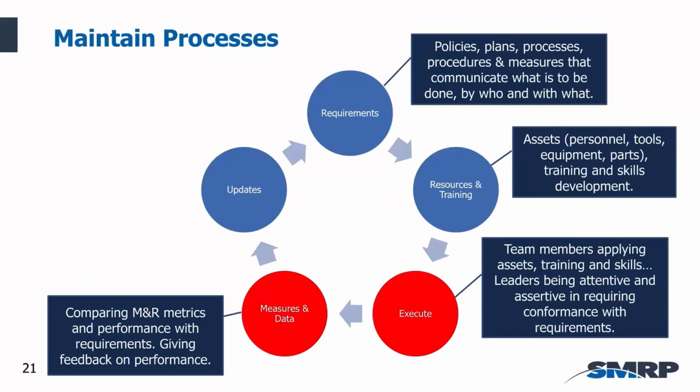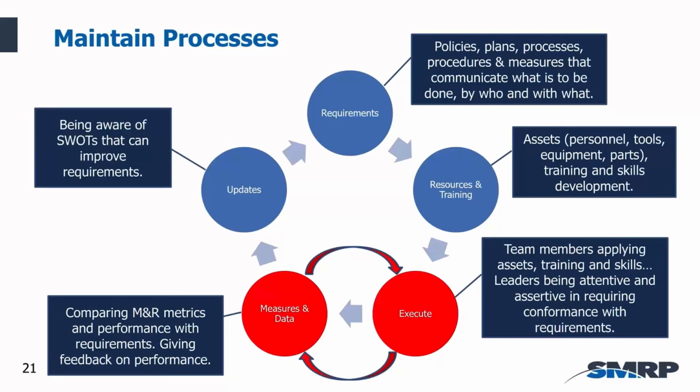We then start to compare the maintenance and reliability metrics and performance with those requirements. We also want to be giving feedback on performance. So that feedback goes back into the execute phase. And as we modify our execution, then again, the measures and data tends to change. As we collect those measures and data, we start to become aware of strengths, weaknesses, opportunities, and threats that can then improve the requirements.